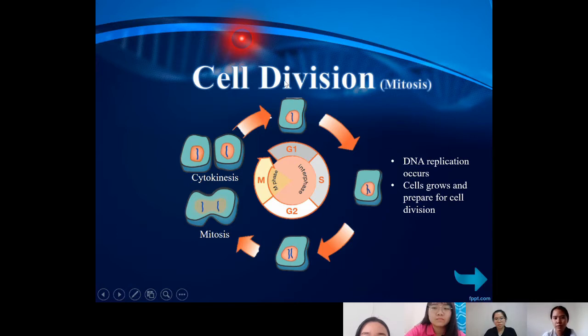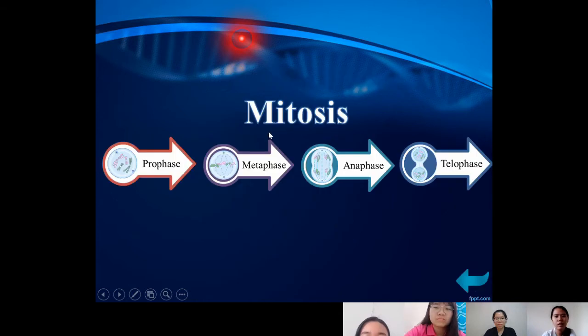So, in summary, these two divisions, the only difference is the M phase. So now we look at the M phase of mitosis. Mitosis consists of 4 phases: prophase, metaphase, anaphase, and telophase. So we look at the first phase, prophase.